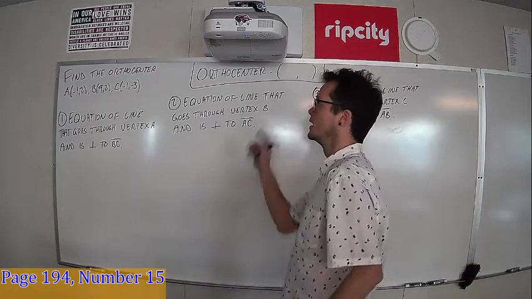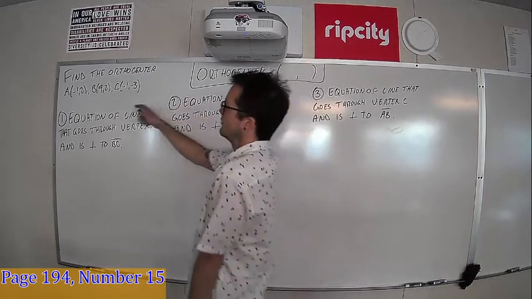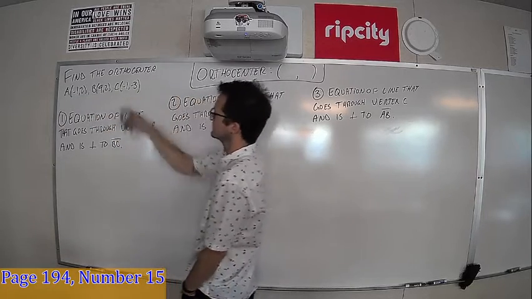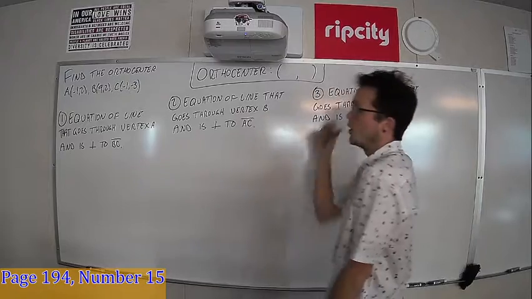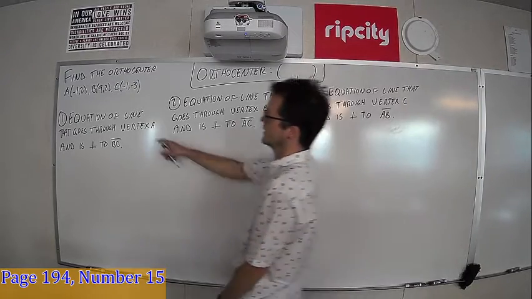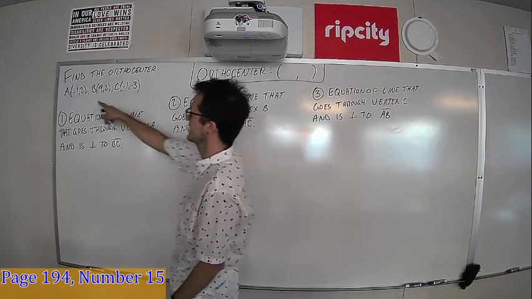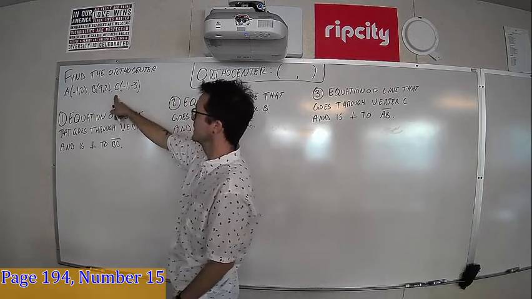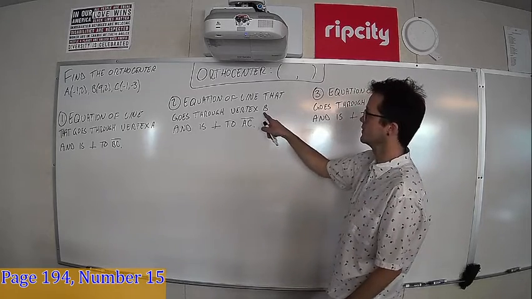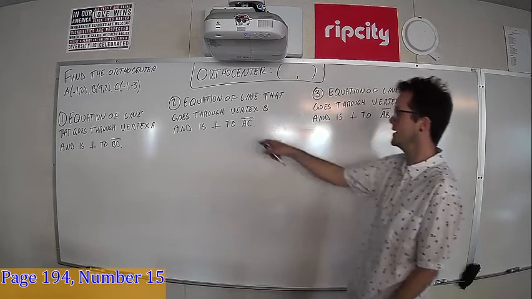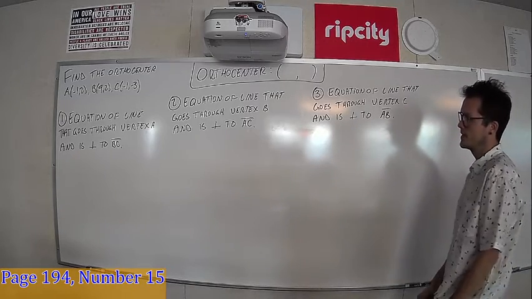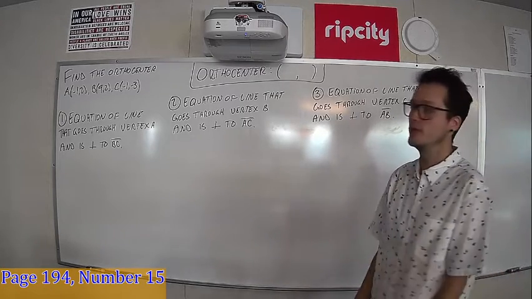So number 15. This one says, find the orthocenter. We have points A, B, and C. A is at -1, 2. B is at 9, 2. C is at -1, -3. We need to find our three equations of our altitudes. So I've set it up. I need the equation of the line that goes through vertex A and is perpendicular to the opposite side. That's the first thing I'm going to do. Then I'm going to find the equation of the line that goes through vertex B and is perpendicular to its opposite side, then the one that goes through vertex C and its opposite side. Three separate equations, all in point slope form.